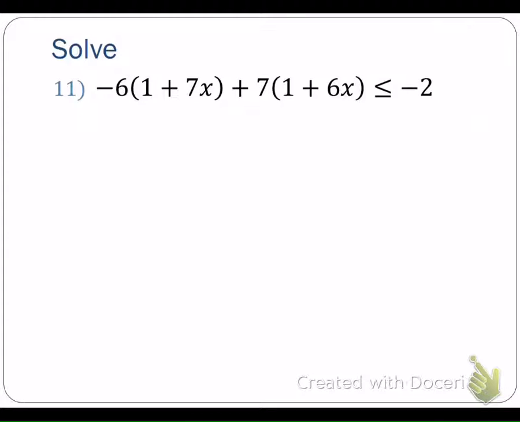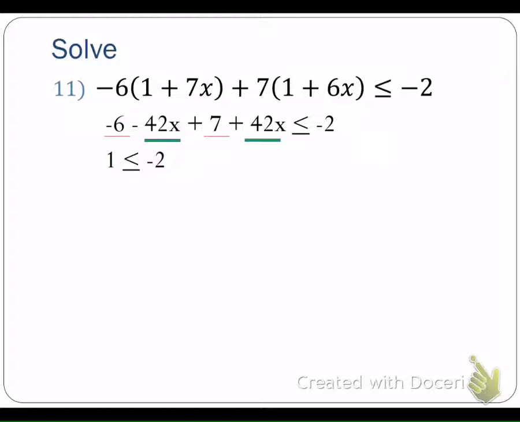All right, so I'm going to distribute the negative 6 and then a positive 7. So up here I should get negative 6 minus 42x. Here I get 7 and a plus 42x. So the x's are all going to go away, right? Yes.